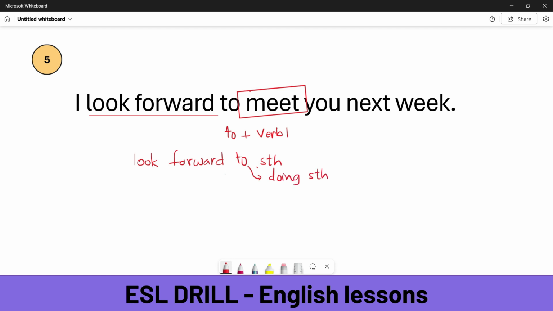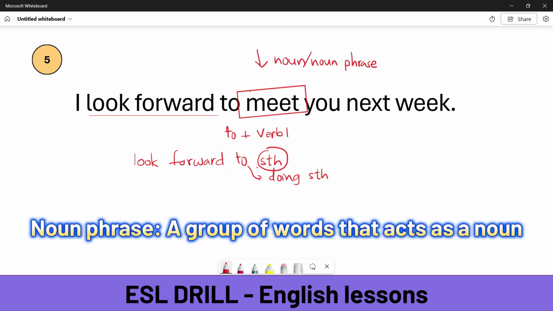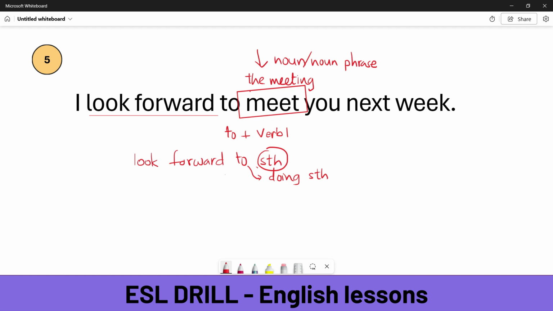It means after look forward to, we can use something. It means a noun, or you can use a noun phrase. See, we can use a noun or a noun phrase. What is a noun phrase? A group of words that acts as a noun. Like, I look forward to the meeting. Now here, the words the meeting act as a noun phrase. Or you can say, I look forward to it.